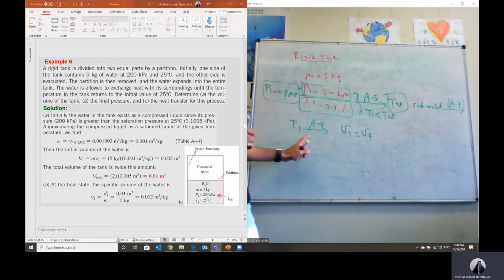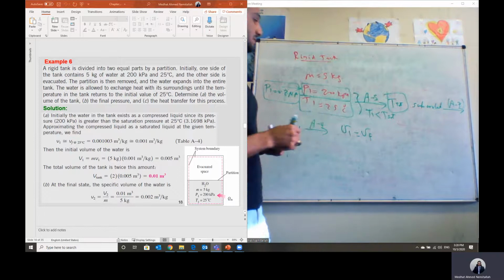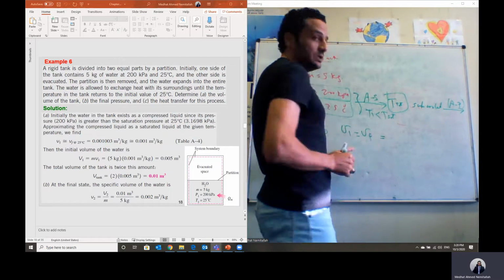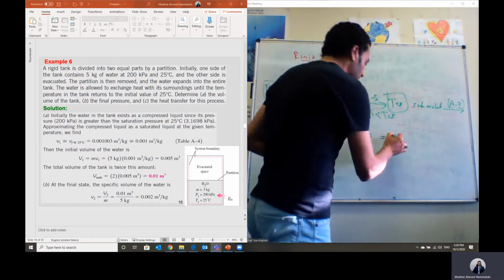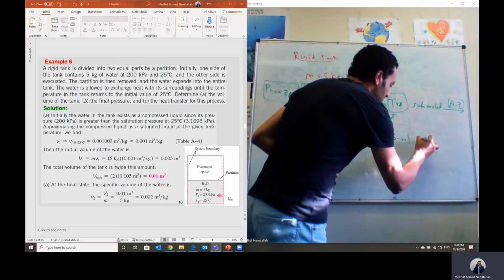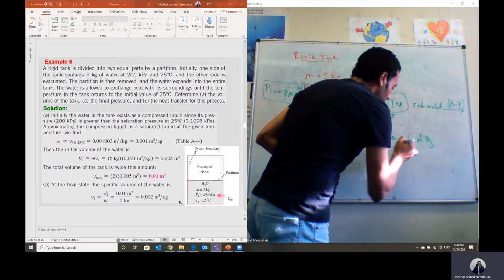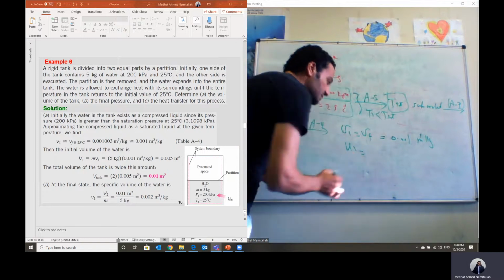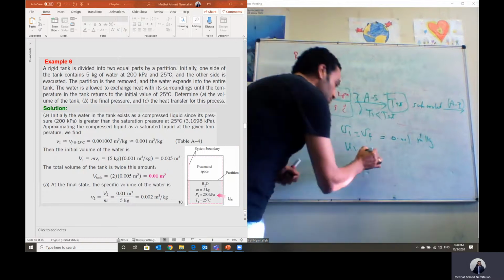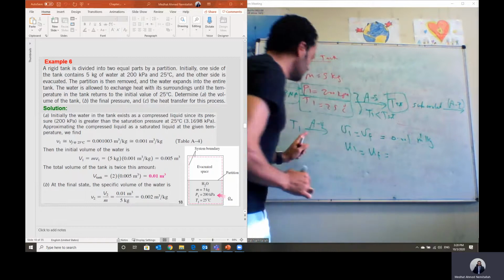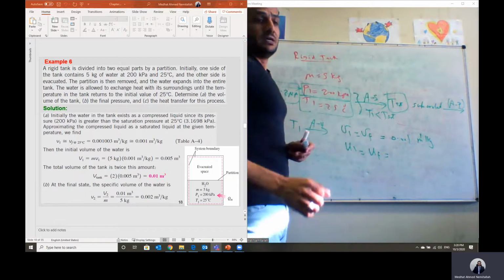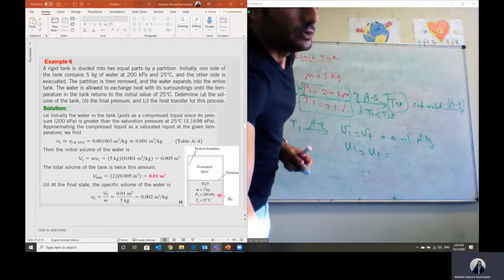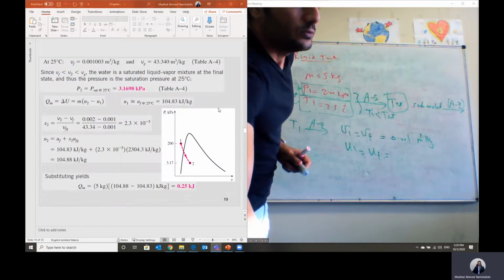If you go to table A4 with the temperature T1, which is 25, then in this case we can get V1, which will equal V fluid, which will equal 0.001 meter cube per kilogram. Also, we need to calculate the heat transfer of this process. We will need actually the internal energy U1. So the internal energy U1 will equal U fluid at this given temperature.